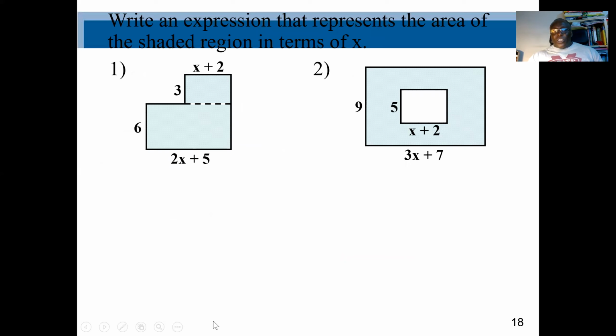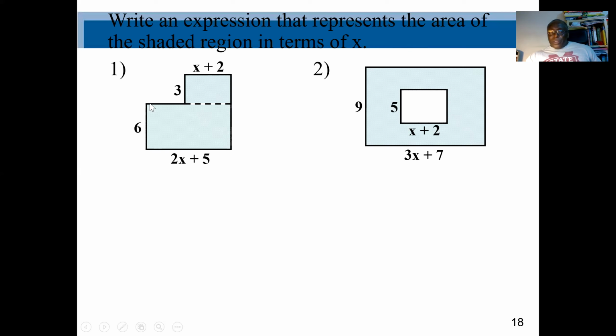So this is another question. Here they say we should write an expression that represents the area of the shaded region in terms of x. So we have x plus 2, 2x plus 5, then 3 and 6. The shaded region is this small box here, and the box here. So you can see that we have two rectangles, the bigger one and the smaller one. We are writing the expression that will represent the area of the shaded region.